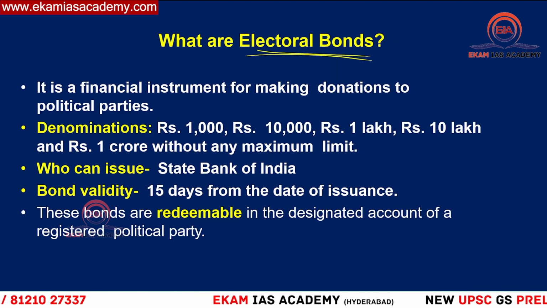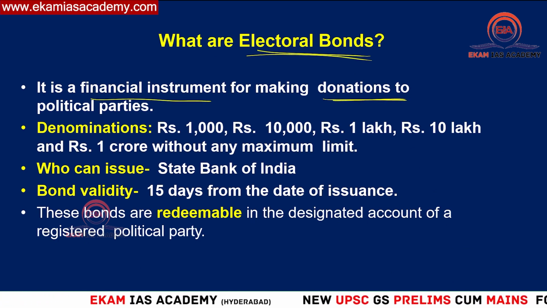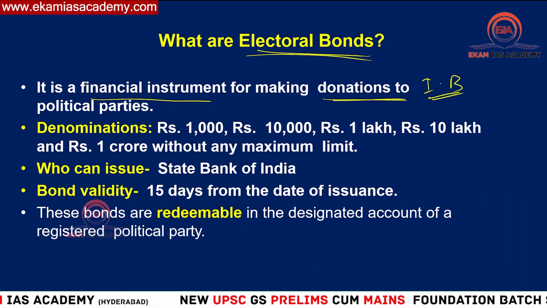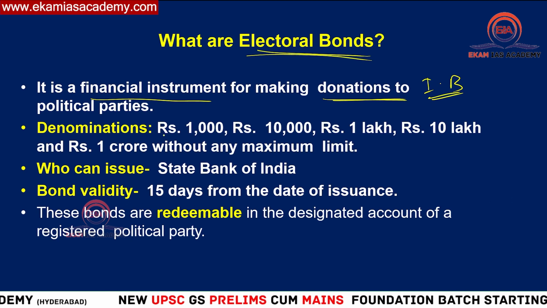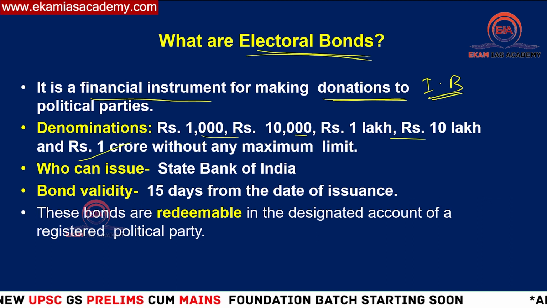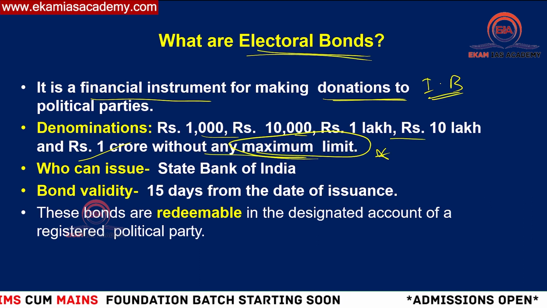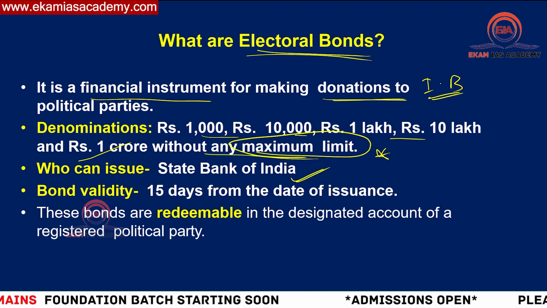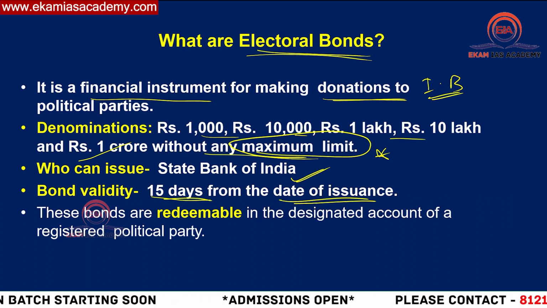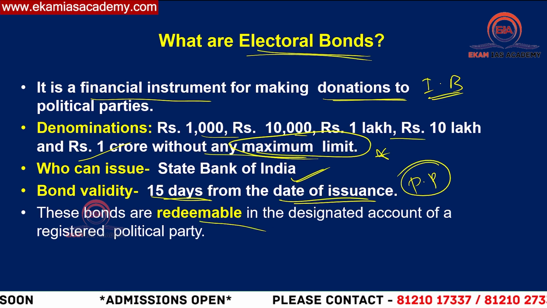Then what are electoral bonds? We already know these are financial instruments used to donate to political parties. They are interest-free bonds, redeemable by the political parties through a bank account. The denominations are 1,000, 10,000, 1 lakh, 10 lakh and 1 crore. There is no maximum limit; this is the most important thing. Who can issue? SBI. That is why SBI is involved in today's case also. Bond validity is 15 days from the date of issue. Within 15 days, political parties have to encash their bonds.